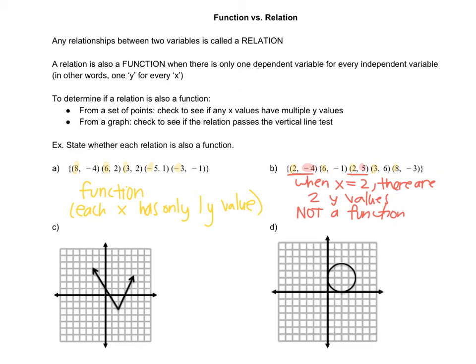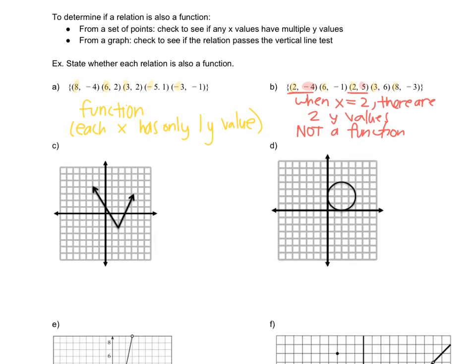Now, for a graph, you do something called a vertical line test. So if we just look at this first example, I will draw a vertical line anywhere down my graph, and I can do it multiple times. As long as each line only hits your relation one time, it passes the vertical line test. Because if it's only hitting one time, that means that particular x value only has one y value. So this first example is a function for the same reason. Each x has only one y value.